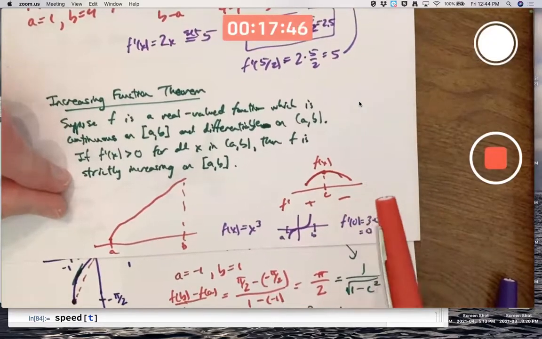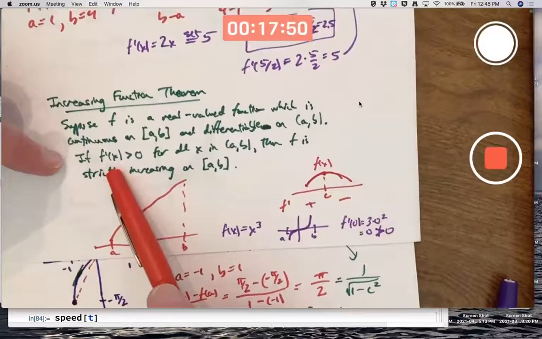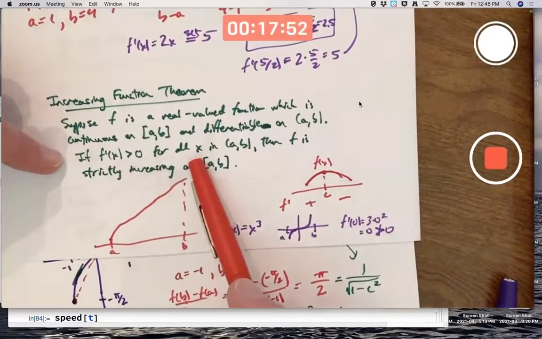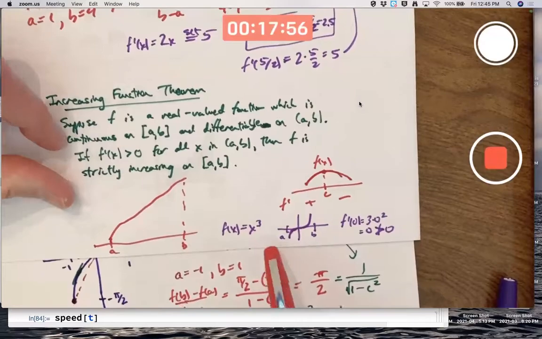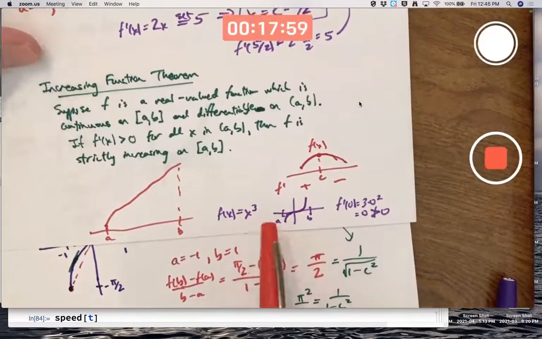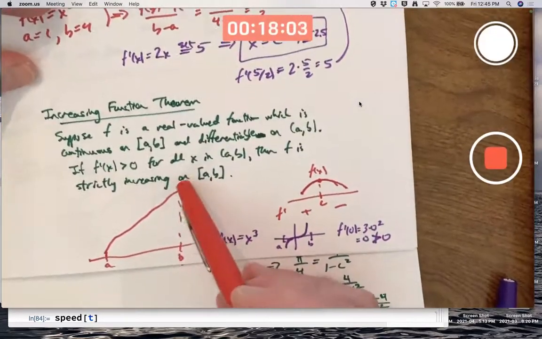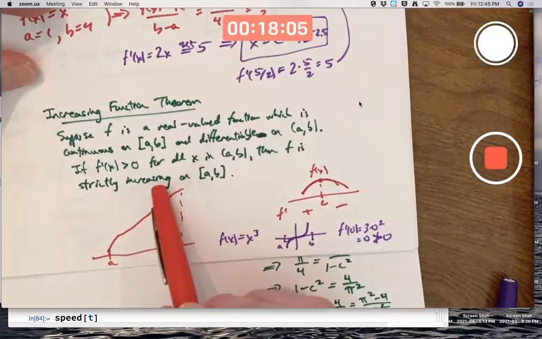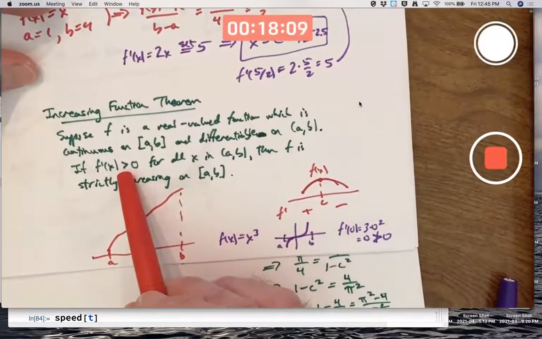So that's something you should know. There's also a decreasing function theorem that says if f prime is negative for all x in the interval, then f is decreasing on the interval. But I also said, as a word of warning, just to realize that something called the converse of this is not true. If a function is strictly increasing on an interval, it does not mean the derivative is always positive.